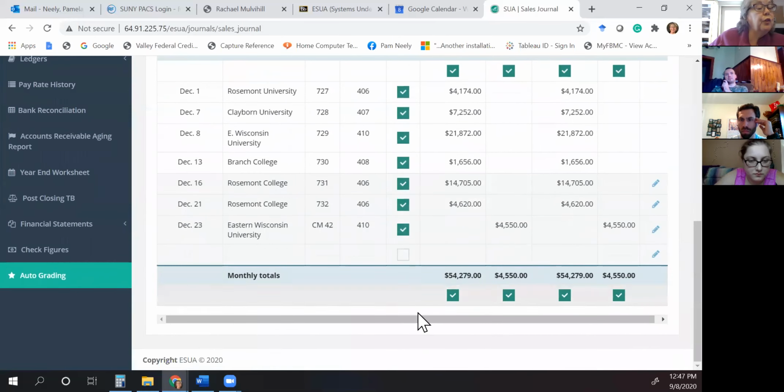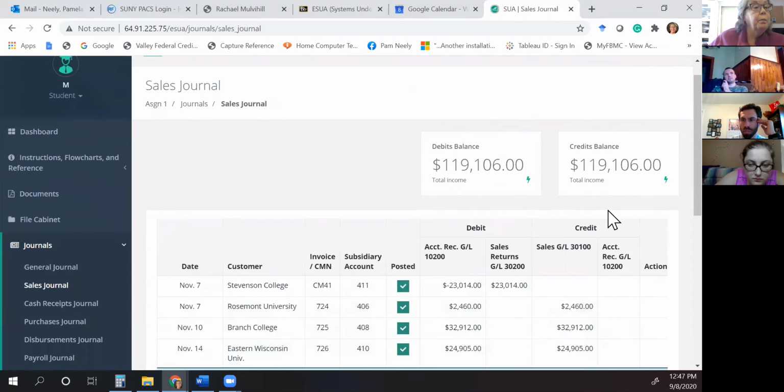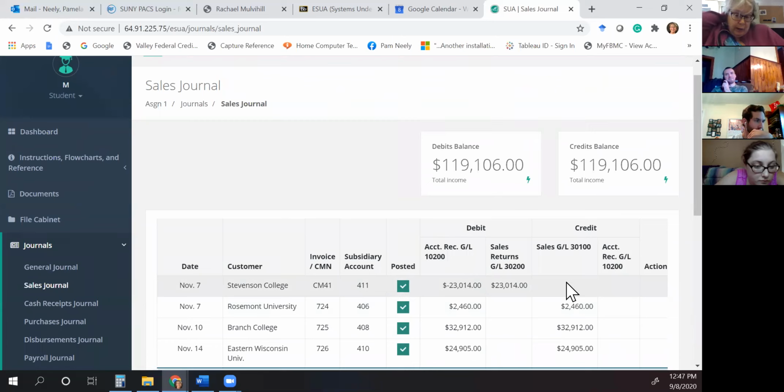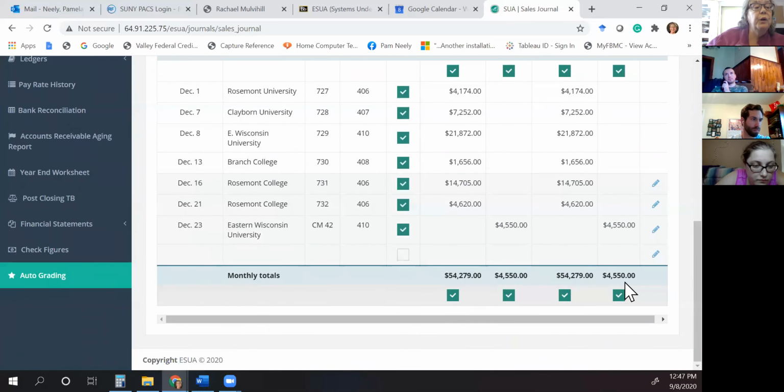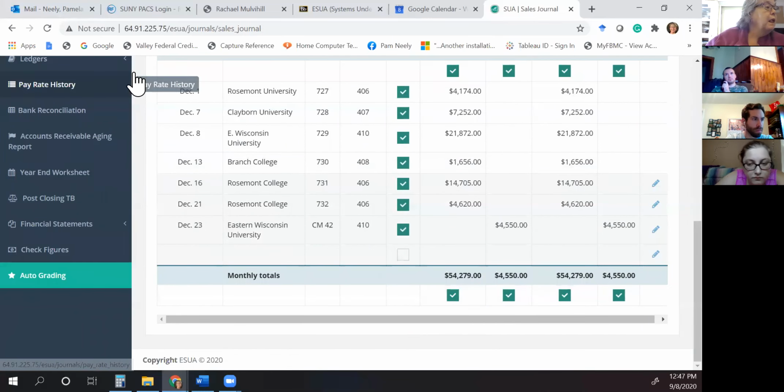for the sales journal. You have 4: 1 debit, 2 debit, 1 credit, 2 credits, and the accounts are up here: 10200, 30200, 30100, and 10200. If you haven't done that yet, be sure to do it. It doesn't look like many of these have been graded yet. Many of these have not been grading points, but they will be vital for moving down the road. So make sure you're posting to the general ledger.